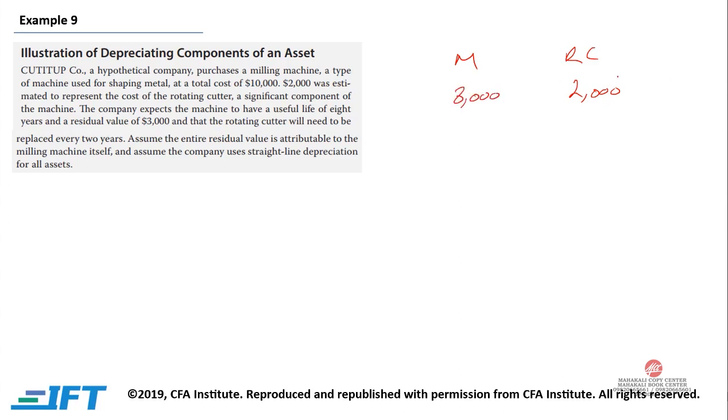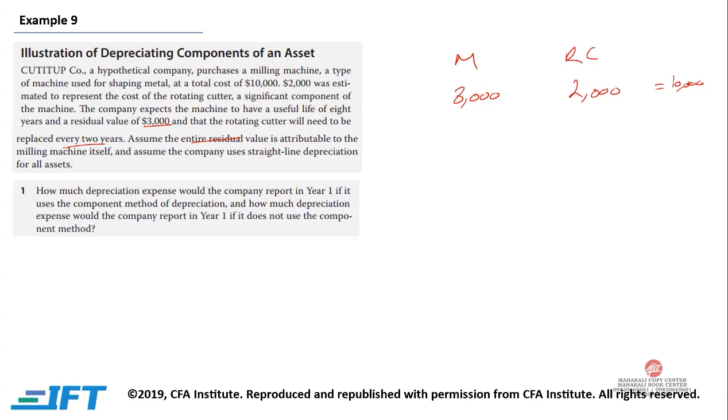So 8,000 plus 2,000 equals 10,000. The company expects the machine to have a useful life of 8 years and a residual value of 3,000, and that the rotating cutter will need to be replaced every 2 years. Assume the entire residual value is attributable to the milling machine itself. So the entire residual value is for the milling machine.